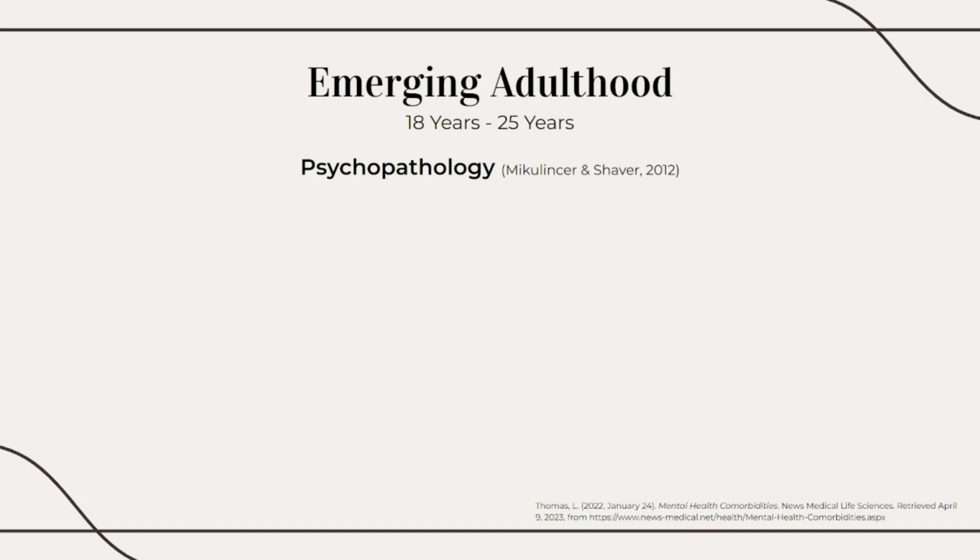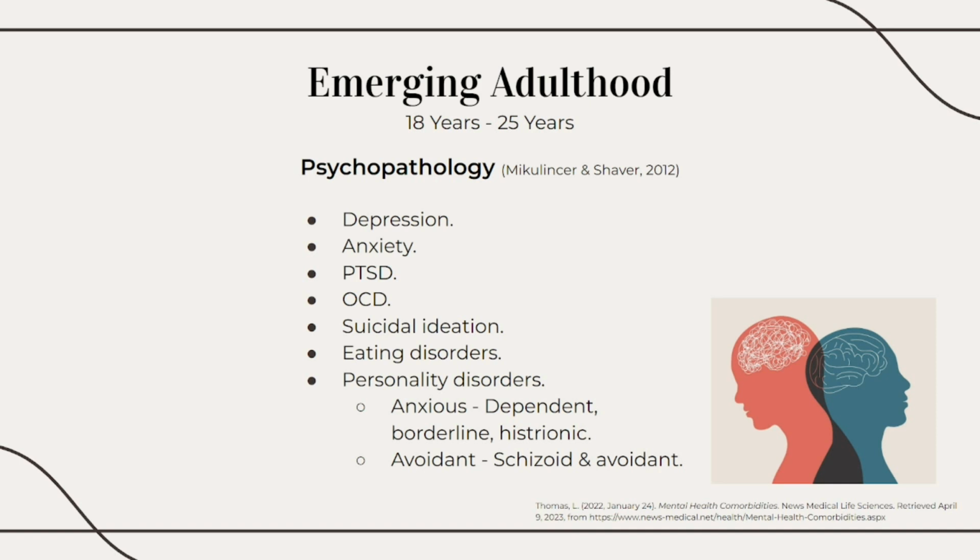Other than adult romantic relationships, early attachments have been found to be linked to adult abnormal psychopathology. Early insecure attachment is theorized to act as a vulnerability towards developing certain mental disorders, such as depression, anxiety, PTSD, OCD, suicidal ideation, and eating disorders. Less understood but also widely accepted is the role of insecure attachment in certain personality disorders, with anxious attachment being associated with dependent, histrionic, and borderline personality disorders, and avoidant attachment being associated with schizoid and avoidant personality disorders.